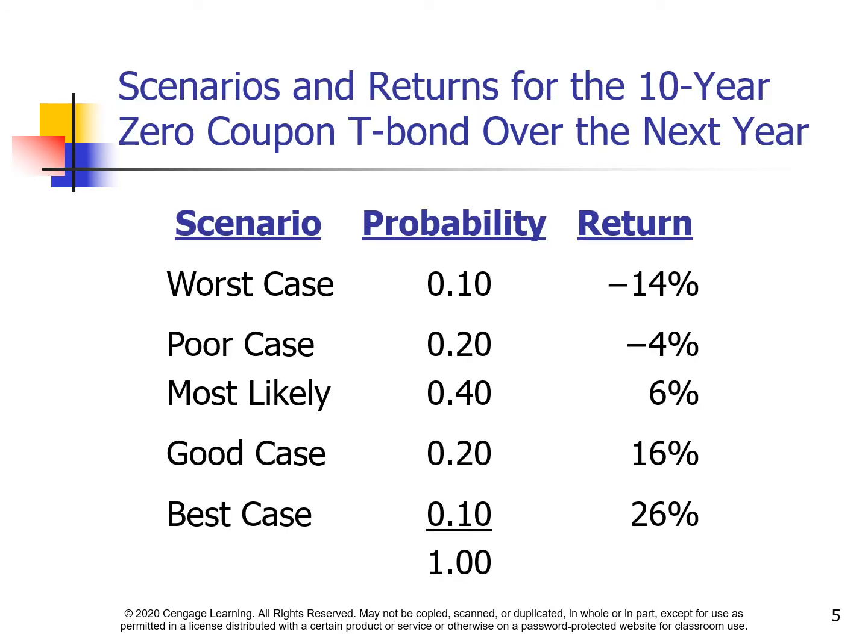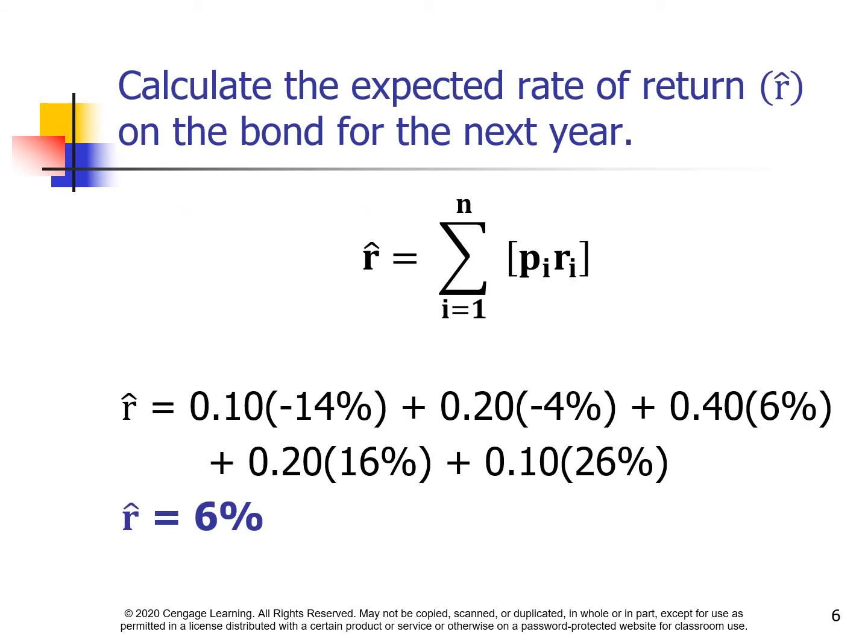Here are the scenarios and returns for a 10-year zero-coupon Treasury bond over the next year. You can see for each scenario, they give the probabilities and the returns. Calculate the expected rate of return on the bond for the next year. It will be the sum of the probability times the corresponding returns.